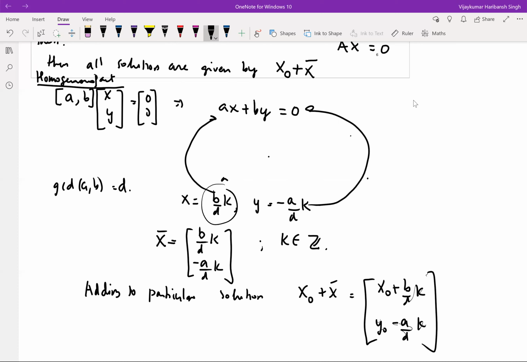All right, so that's about it. We'll do Diophantine equations in 3 variables in the office hours.